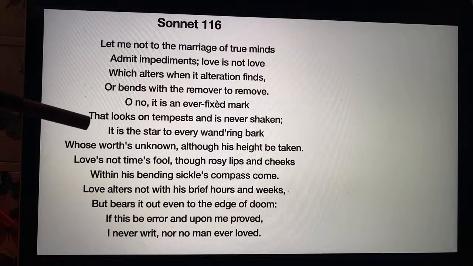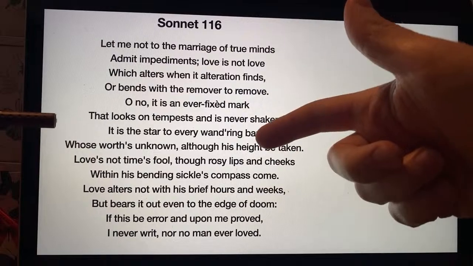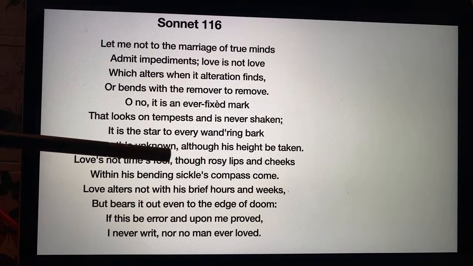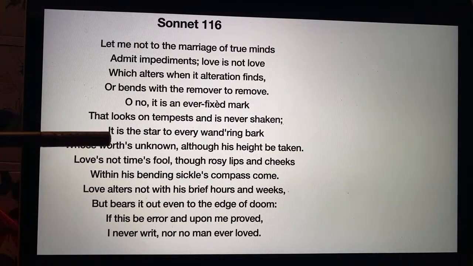But I think Shakespeare is going a little bit further and saying that love is not exactly better than science. I think he might be having a little dig here, because he says love is the star to every wandering bark, whose worth's unknown, although his height be taken. I think he's saying, okay, fine, astronomers and mathematicians, you can work out how high the star is using your angles, but I don't think you know the star's worth. You can't measure the worth of a star, even though you can measure the height of it. I think maybe that's what he's saying.